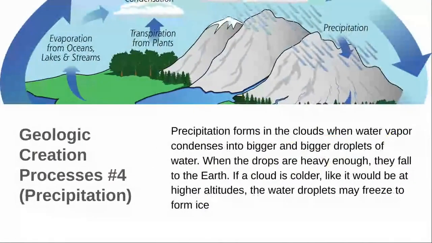Number 4, precipitation. Precipitation forms in the clouds when water vapor condenses into bigger and bigger droplets of water. When the drops become heavy enough, they fall to the earth. If a cloud is colder, like it would be at high altitudes, the water droplets may freeze and form ice. This is also a helpful process in erosion and deposition, and also helping form the lake nearby.